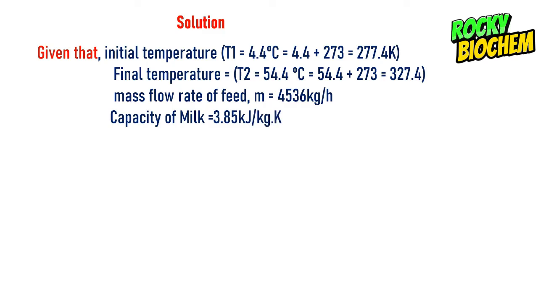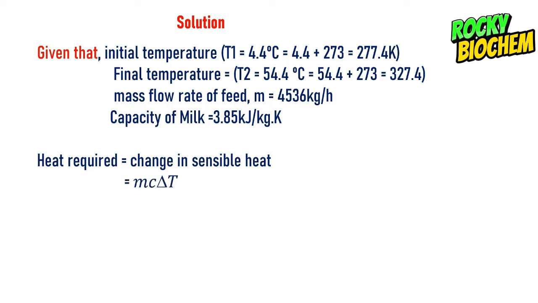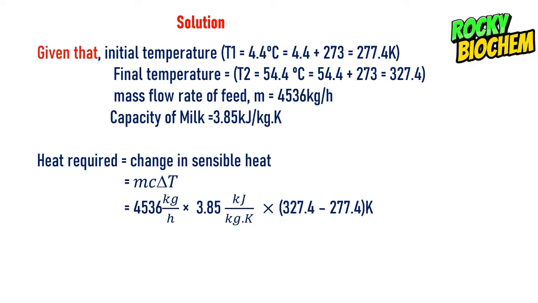So we also have the heat capacity of milk, that is the C, equal to 3.85 kilojoule per kilogram Kelvin. So we can now fix all these into the formula, because the heat required is the same as the sensible heat change. So let's start fixing these values into the sensible heat formula. We are going to have 4536 times 3.85 and all multiplying the change in temperature, that is 327.4 minus 277.4.